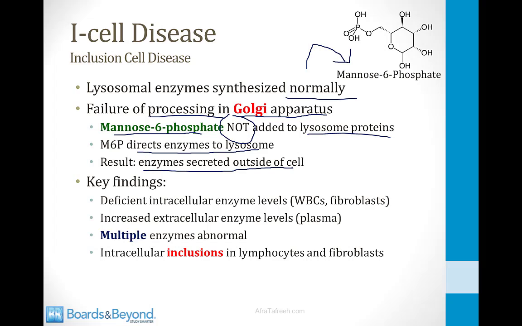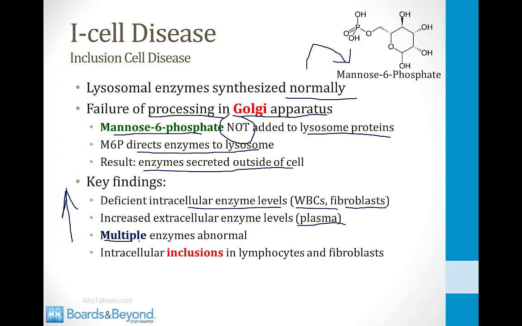Once you understand this cell biology, it's easy to understand the clinical findings. Patients who have I-cell disease have deficient intracellular enzyme levels when you measure the levels of lysosomal enzymes inside of white cells or fibroblasts. In addition, if you measure the enzyme levels of lysosomal enzymes in the plasma, which represents the extracellular space, you will find that those enzyme levels are elevated. So low levels inside of cells, high levels outside of cells.